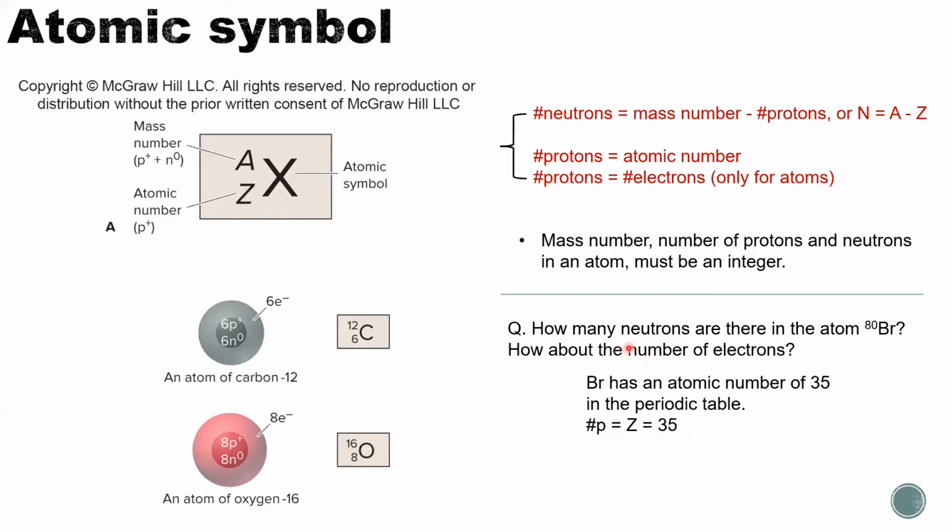Then it asks how many neutrons there are. We can use this equation: neutrons equal the mass number minus the number of protons. In this case, the mass number is provided, 80, minus the number of protons, 35. The answer for neutrons is 45. And electrons are equal in number to protons because it's an atom, it's charge neutral. So the number of electrons equals the number of protons, which equals 35. This type of question will be seen in the exam. All you need to know is these three equations.